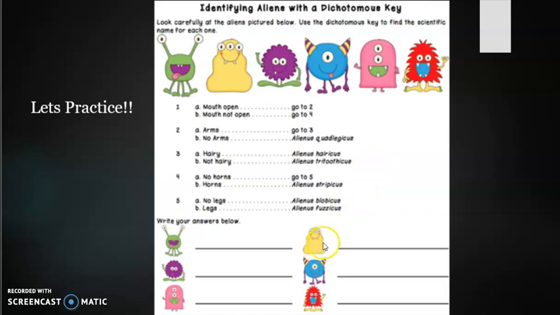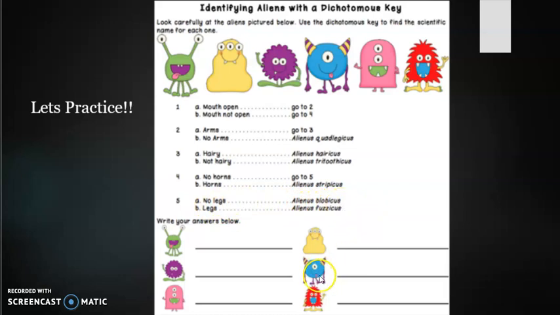Now we got to do this yellow one here. Is his mouth open or not open? It is not open, so I go to 4. No horns or horns? No horns, go to 5. No legs or legs? I would say no legs. So he is Alienus blobicus.